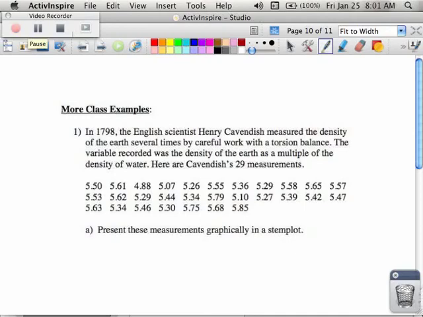The English scientist Cavendish measured the density of the Earth several times using a torsion balance. The variable recorded was the density of the Earth as a multiple of the density of water. And here are the 29 measurements that he took. We want to show it graphically in a stem plot.